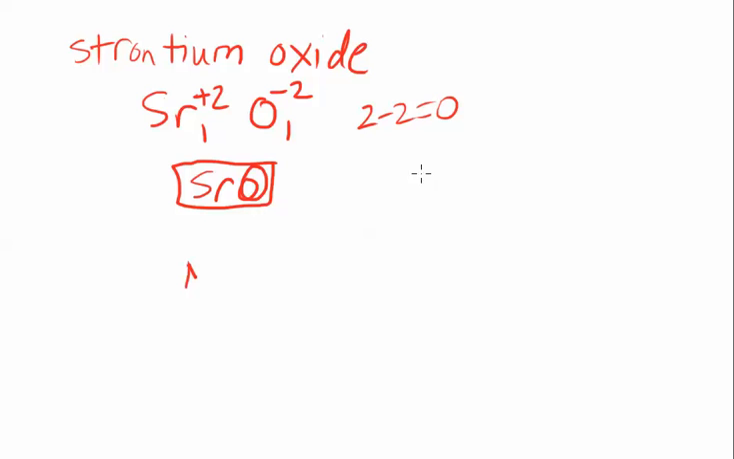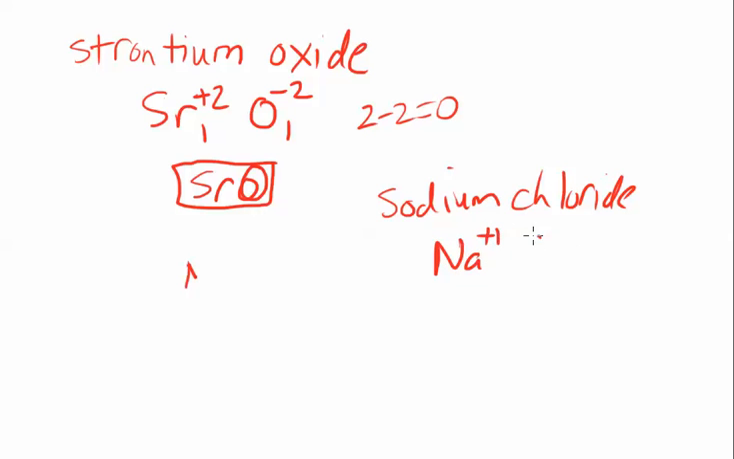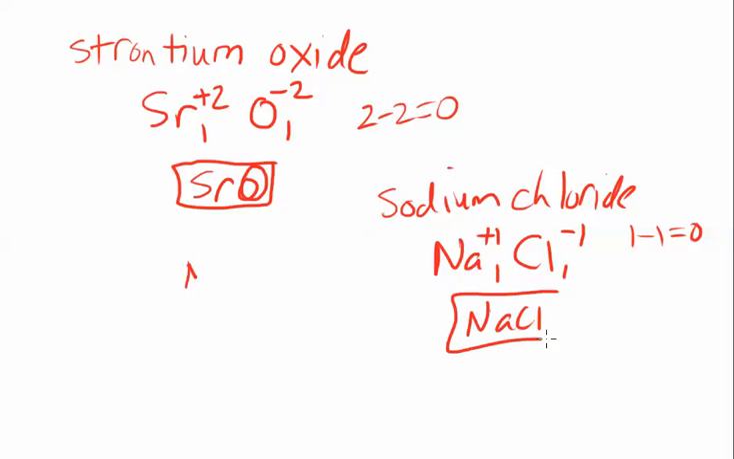Let's say we had sodium chloride. This is regular table salt. Sodium is Na+1. Chloride is Cl -1. So 1 minus 1 is 0. The smallest ratio is just 1 to 1. We need 1 sodium and 1 chloride. So here's our formula. Very simple.